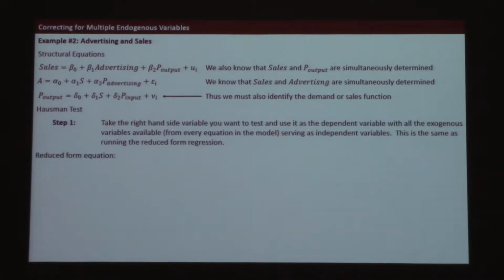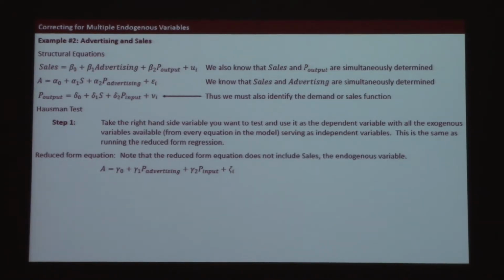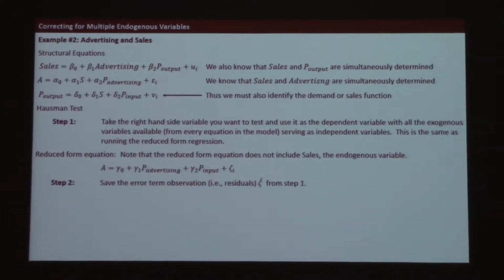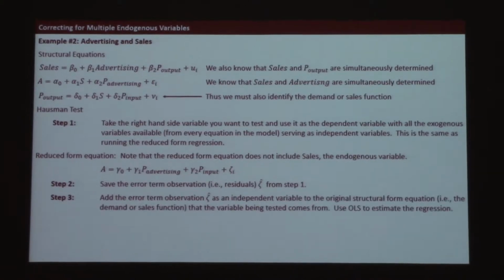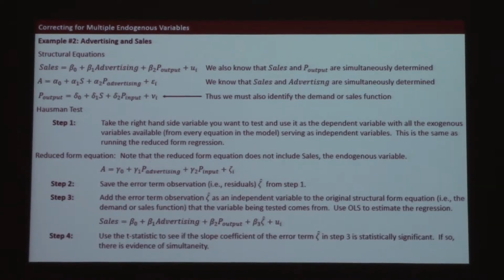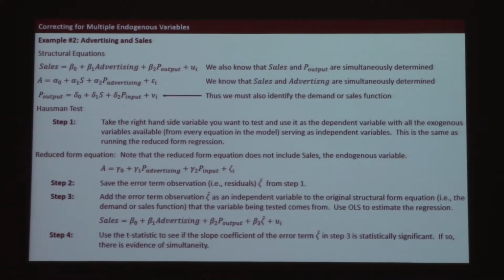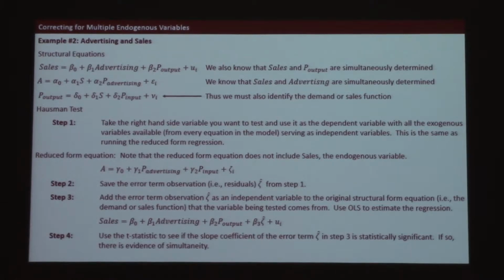And then our Hausman test would still be the same thing. But we'd have to test advertising, throw it into our sales equation, D-stat and all that other stuff. All right, so that's the main point. You need an instrument for every endogenous variable.